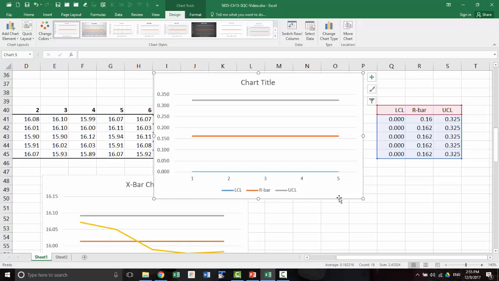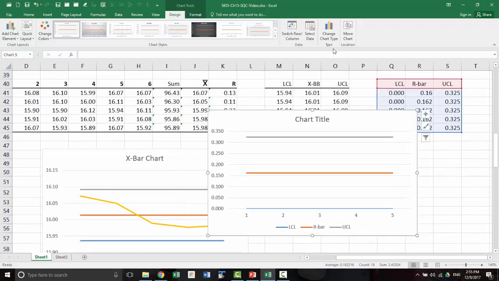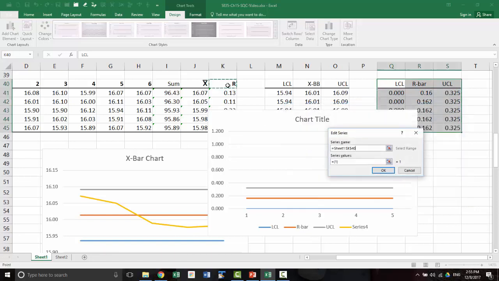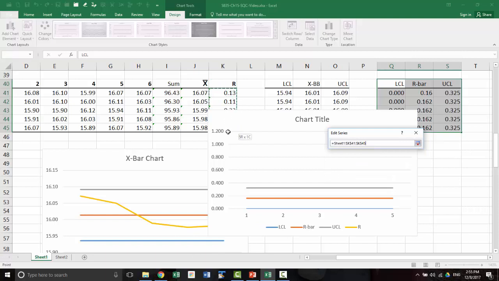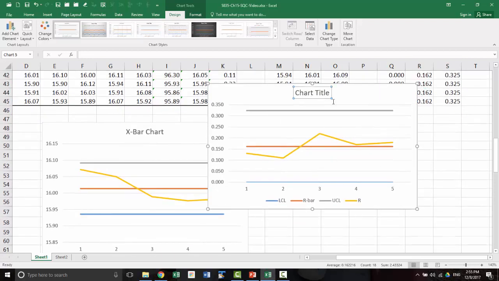All right, let's move it a little bit down, like that, and we add the other line. Series name is R, and the values are these. Okay, so now we have the R chart.